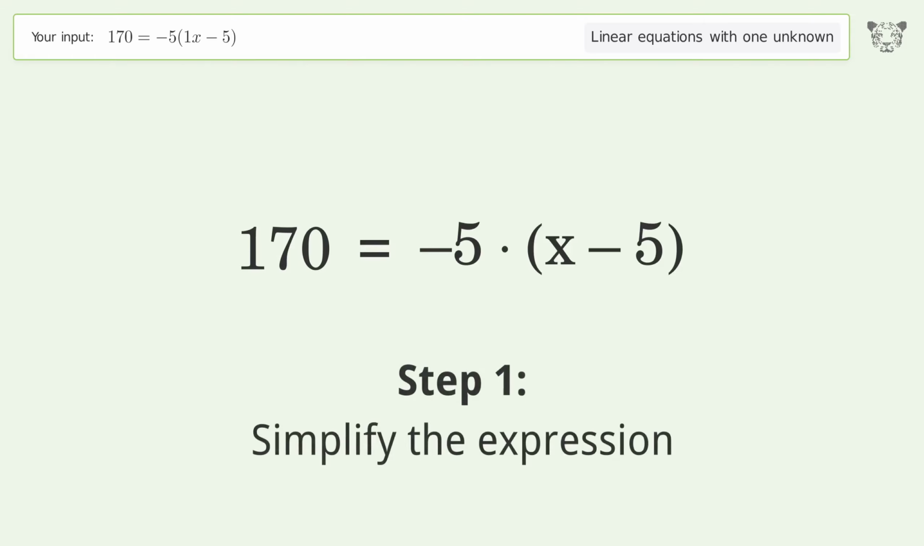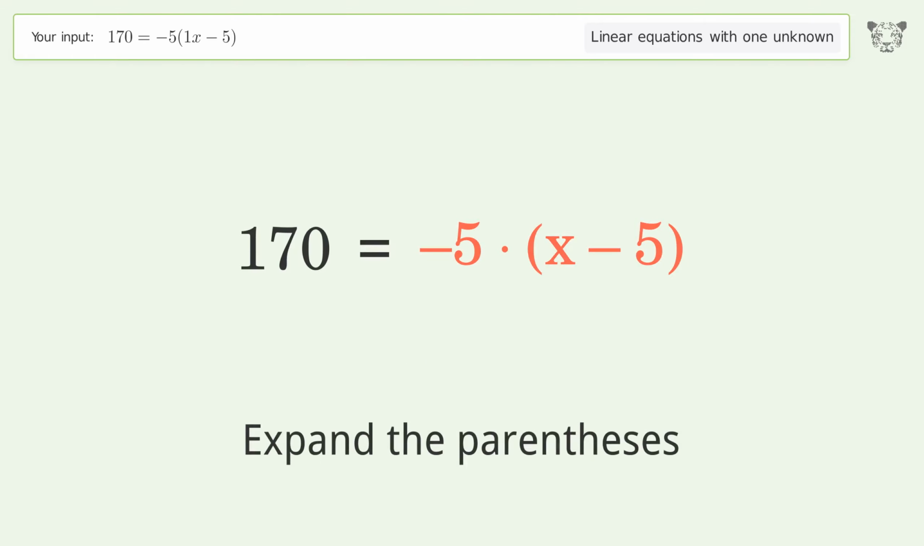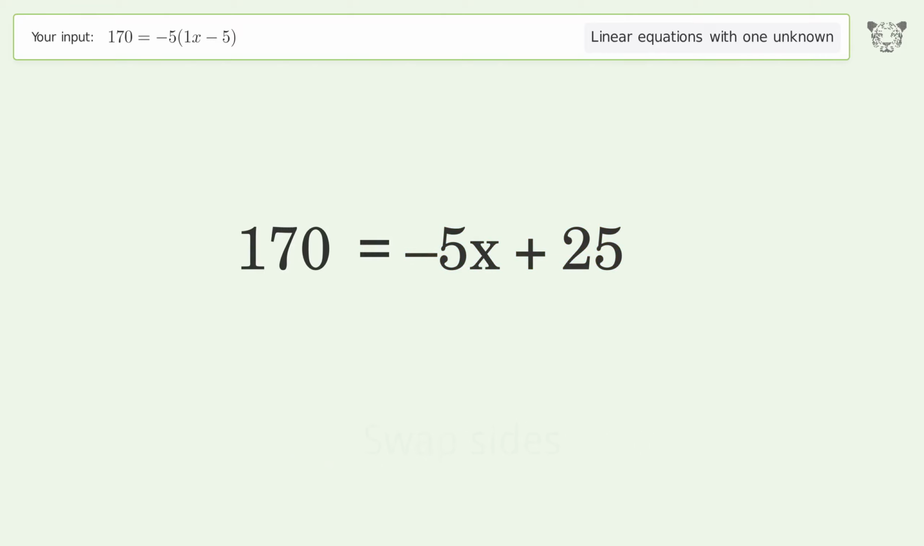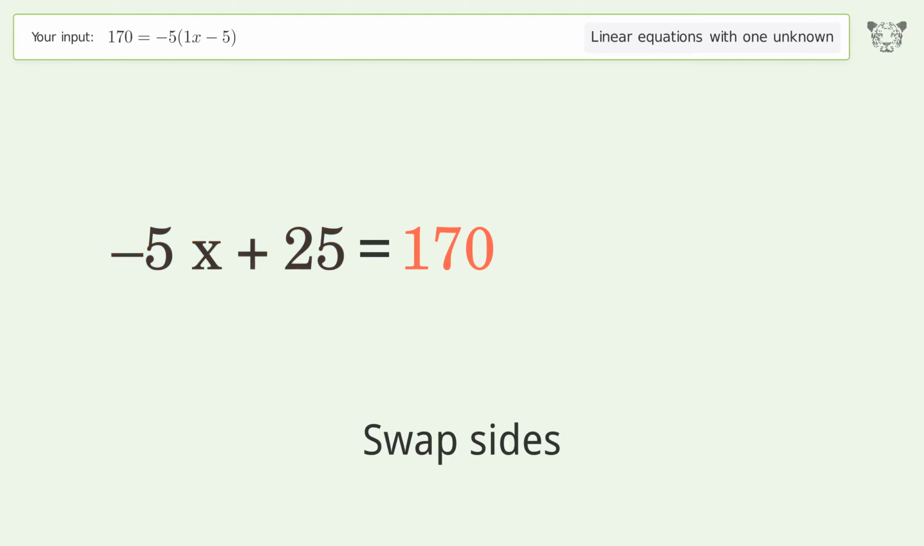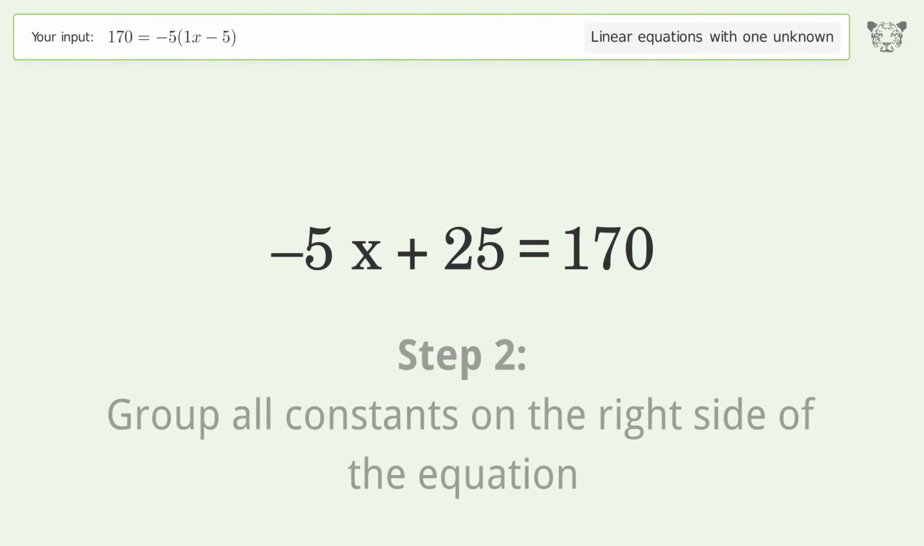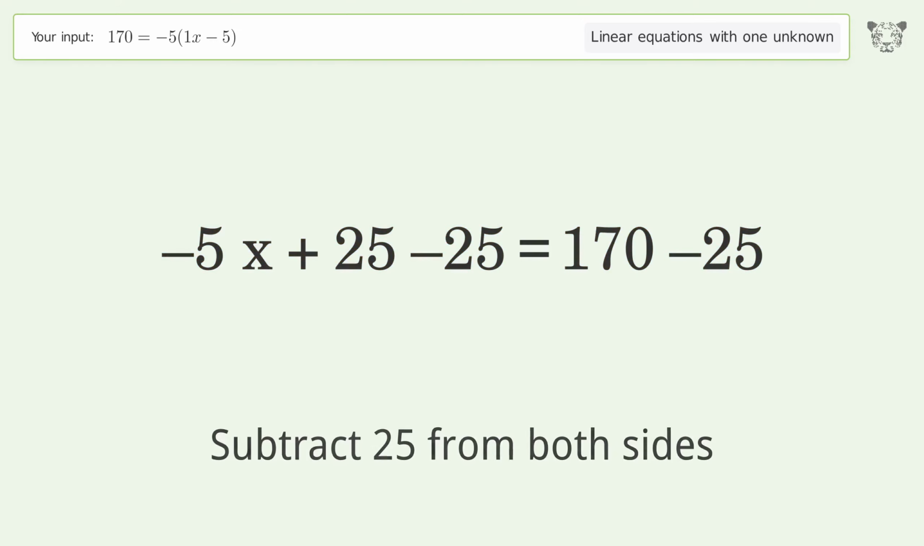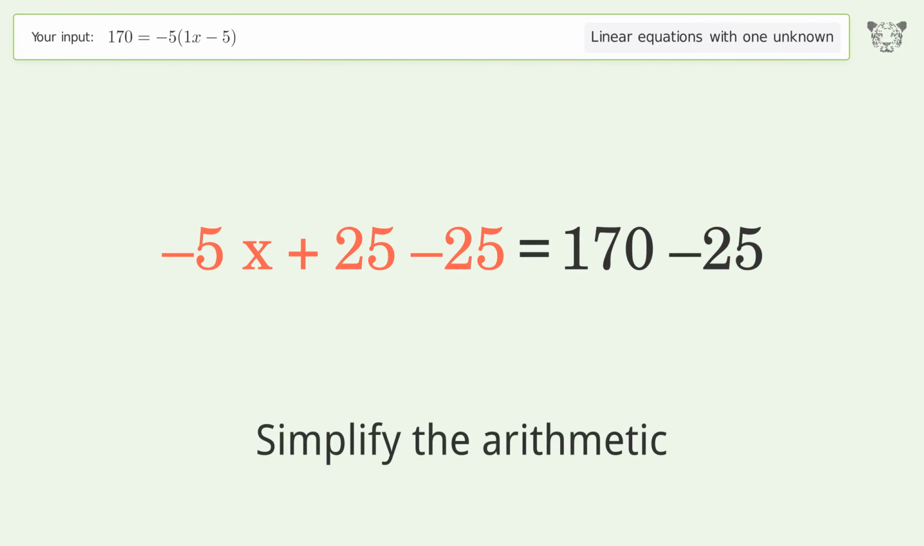Simplify the expression. Expand the parentheses. Simplify the arithmetic. Swap sides. Group all constants on the right side of the equation. Subtract 25 from both sides. Simplify the arithmetic.